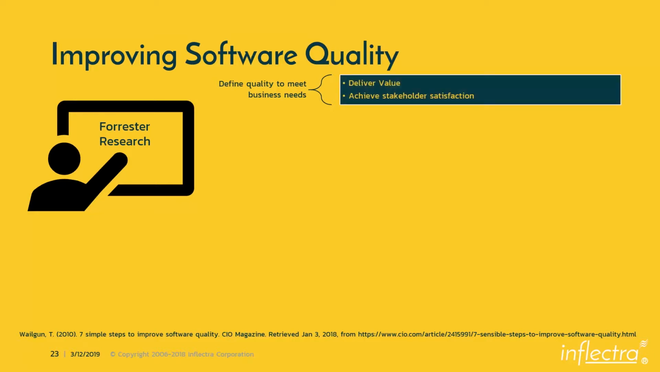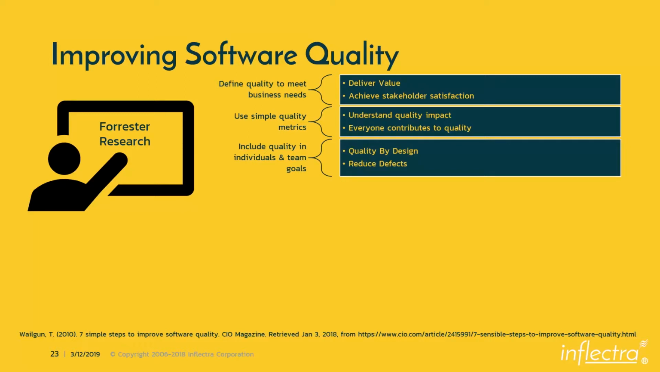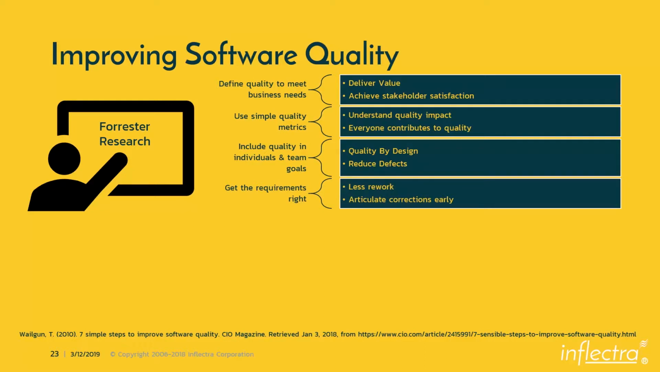First, define quality to meet business needs. This could involve delivering value and achieving stakeholder satisfaction. Then, use simple quality metrics. Basically, understand the impact of quality and ensure that everyone has some kind of a scorecard goal to contribute to quality. Next, include quality in individual and team goals. First of all, incorporate quality by design. This reduces the defects, which we illustrated in the cost of a defect. Get the requirements right. This avoids unnecessary rework and also articulates corrections early.